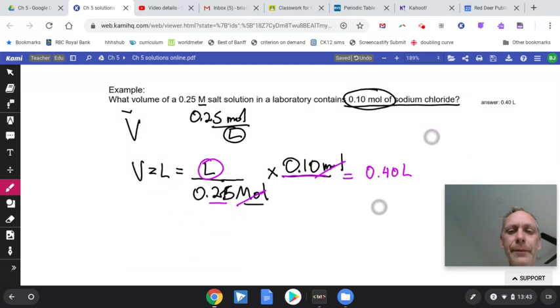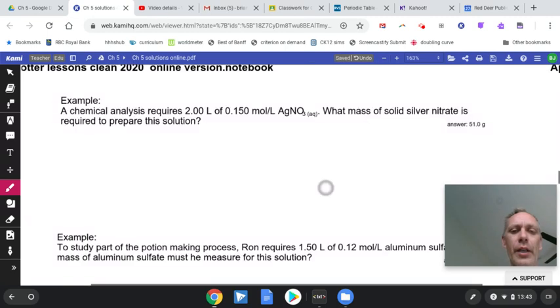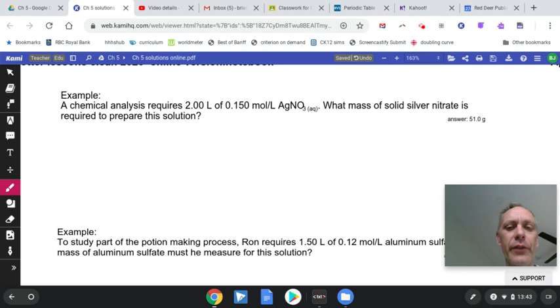Okay, awesome. Moving on. Next one. Chemical analysis requires 2 liters of 0.15 mole per liter AgNO3. So I can already see that I'll be able to cancel out those liters and be left with moles. The question is asking me for mass of solid silver nitrate. Oh, okay. So I can get moles, but I need mass. How do I turn moles into mass? Right, molar mass of silver nitrate.